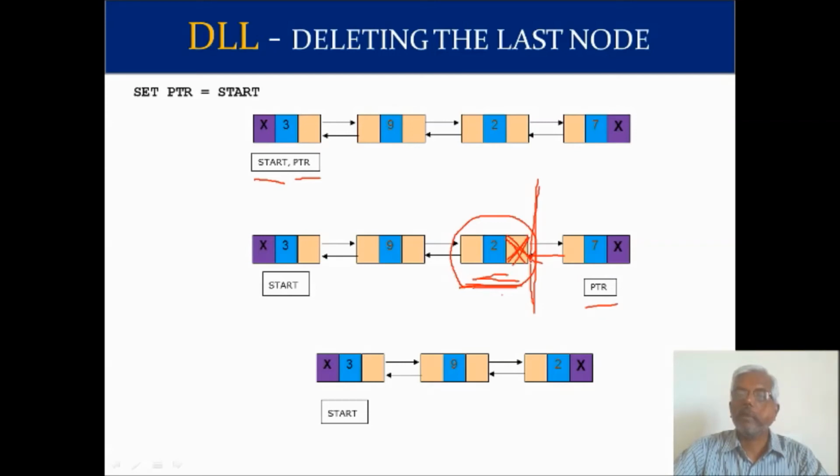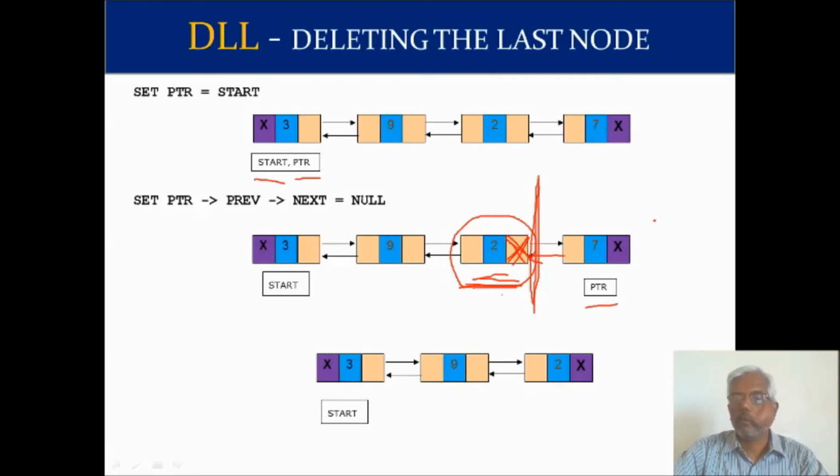Now what do we have to do? It should be null. So what is the statement we can write? ptr's previous's next equal to null. If we write that, automatically this part will become null. Automatically the list will be over here. Now this is the end of the list.